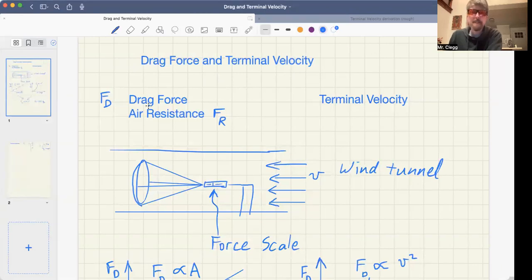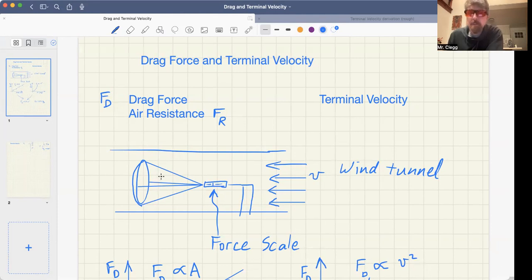This is Mr. Clegg. Drag force is sometimes written with the notation FD, and sometimes we use air resistance, like FR. They're basically the same thing, except that drag force can be in a liquid like water or oil or even honey. Very big drag force in honey. Air resistance is just in air, obviously, but it's the force acted upon an object when it's moving through the substance, moving through water, moving through whatever.